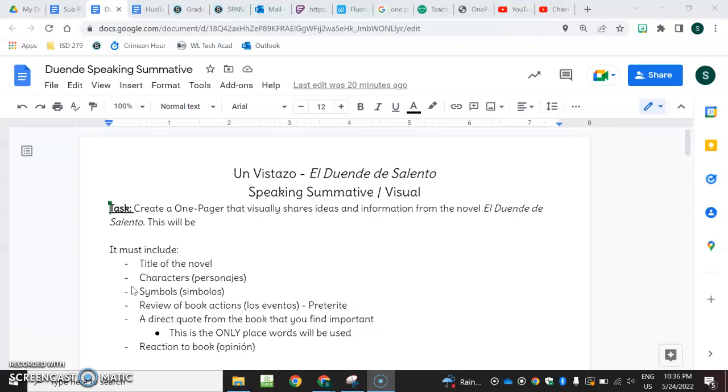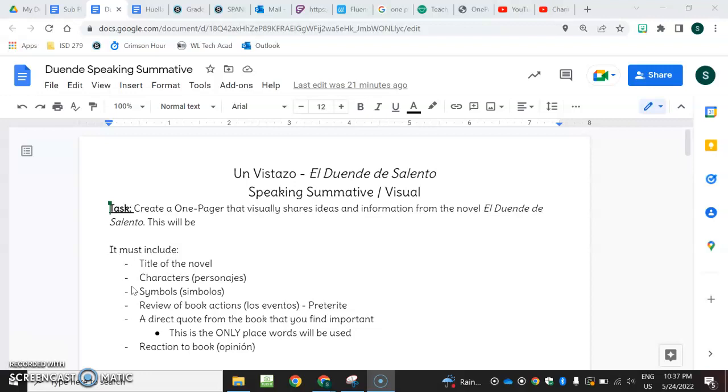So in addition to including the title of the novel, the only other words that you can have on there is going to be a direct quote from the book, and it can be from anywhere in that novela that you find important. So whatever that quote is, you'll include it word for word along with the page number that you took it off of. So the title and the direct quote, again, are the only two places that you're going to include words.